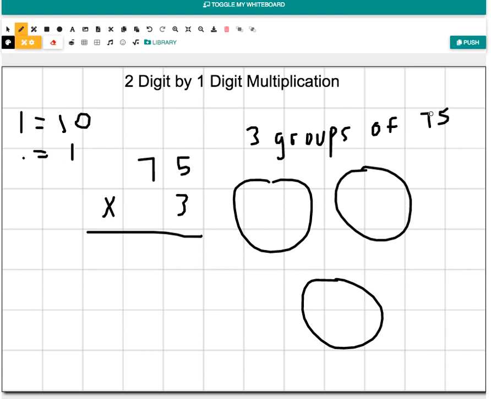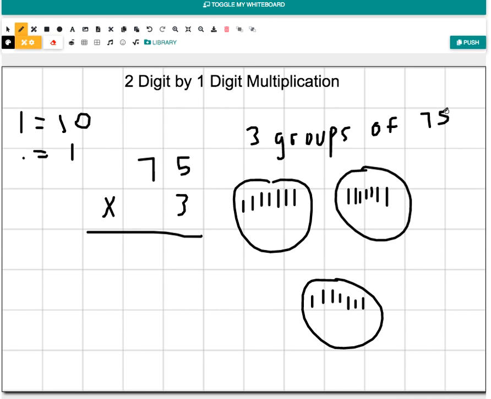So since there's a 7 in the tens place, we're going to draw 7 rods. So 10, 20, 30, 40, 50, 60, 70. Repeated for each of the three groups.